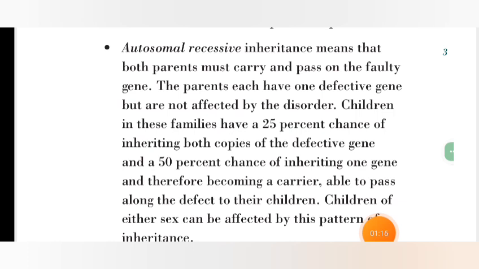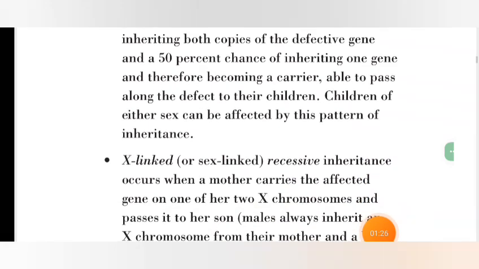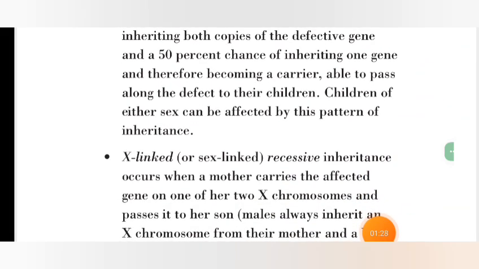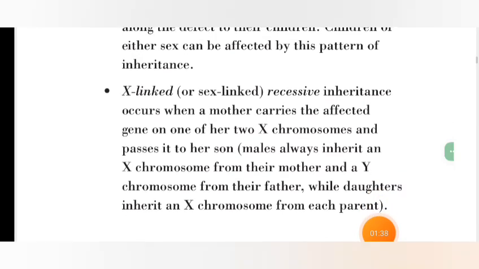Children in these families have a 25% chance of inheriting both copies of the defective gene and a 50% chance of inheriting one gene and therefore becoming a carrier able to pass along the defect to their children. Children of either sex can be affected by this pattern of inheritance.